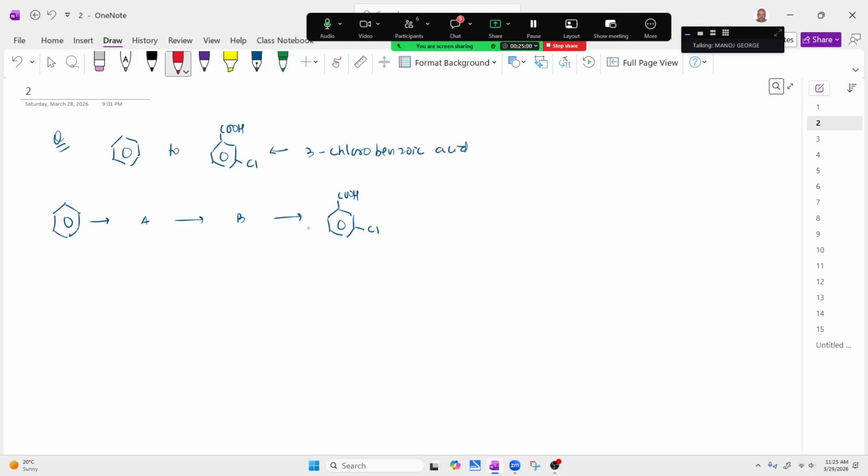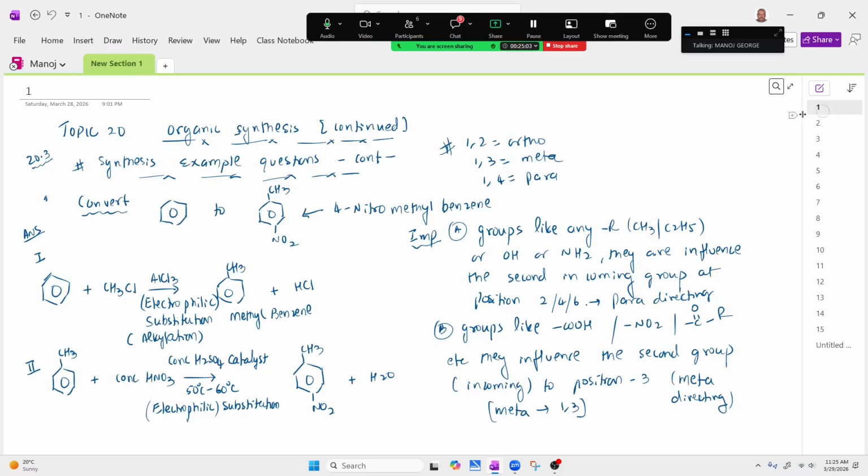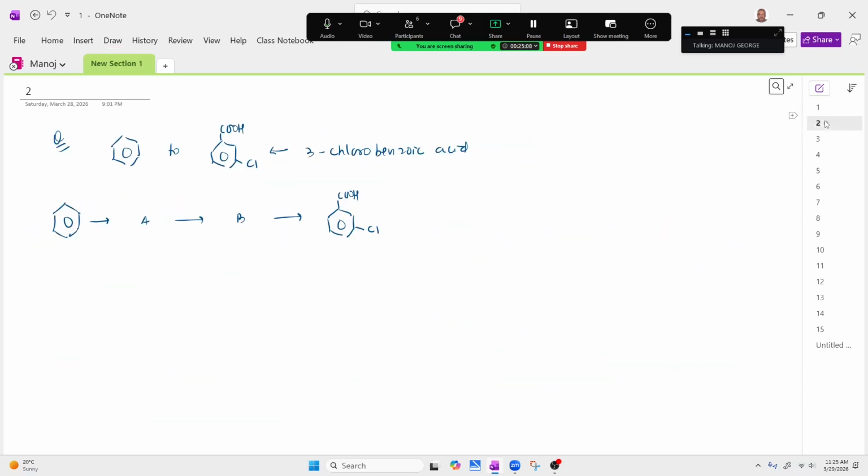From B, I should be able to get that. And look at this point again. The carboxylic acid influenced the second group coming to position 3. So any idea what this could be? Does that make sense to you that B could be this? Give me yes or no. Does that make sense that B should be something having the acid, because the chlorine can come later? Give me Y for yes and N for no if you're okay so far. We're just trying to understand how we work this backward. Guys, give me yes or no in the Zoom chat, please.